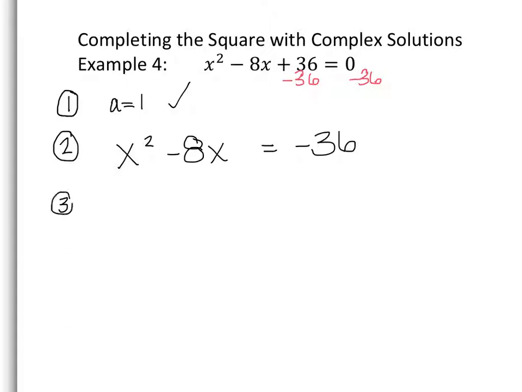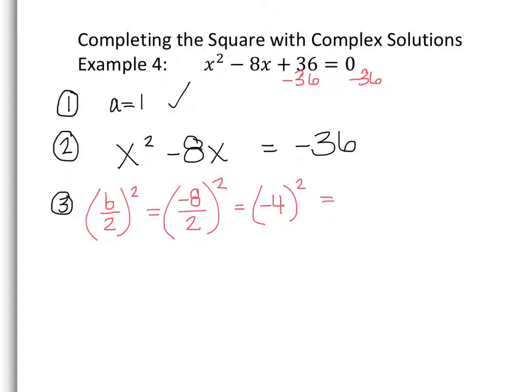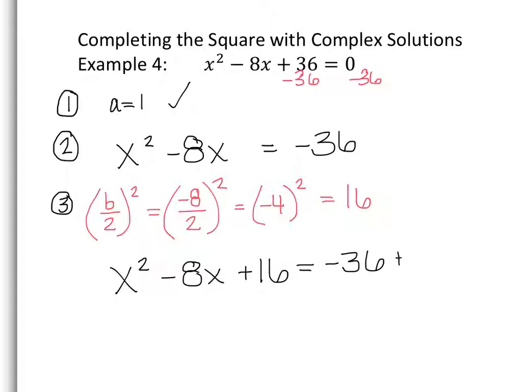What's step 3? We're going to add b over 2 squared to both sides, but we have to figure out what it is first. So what's b? Negative 8. So negative 8 divided by 2, what's that? Negative 4. What is negative 4 squared? Positive 16. What do we do with that 16? We add it to both sides. So it'll be x squared minus 8x plus 16 equals negative 36 plus 16.